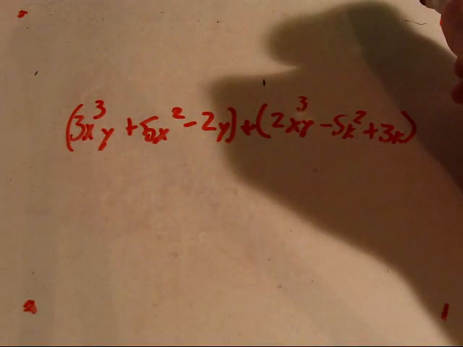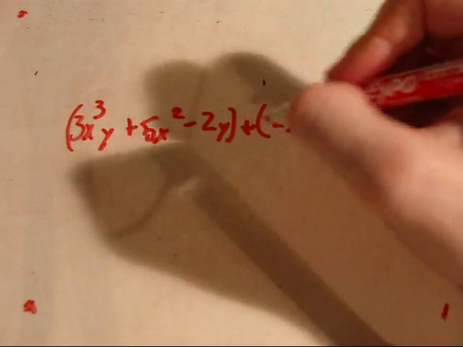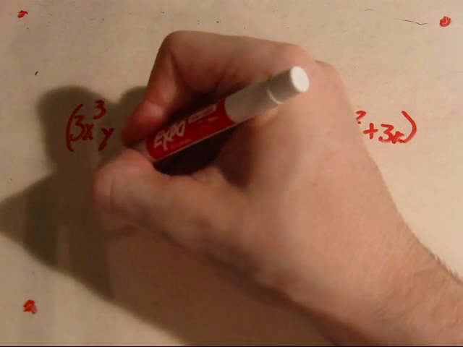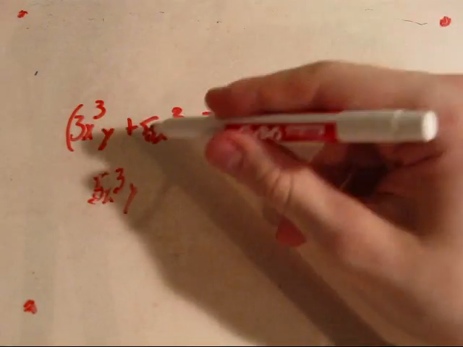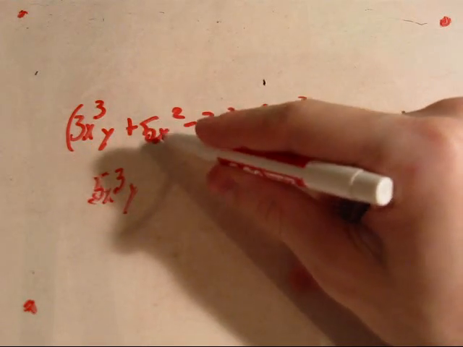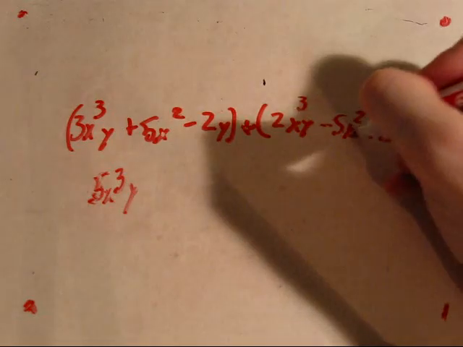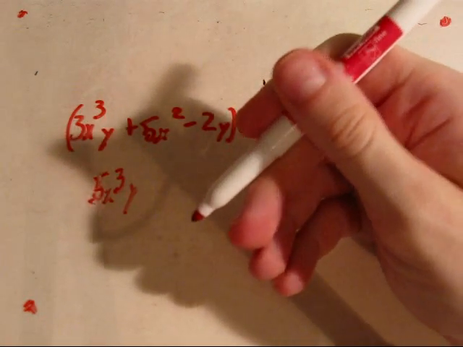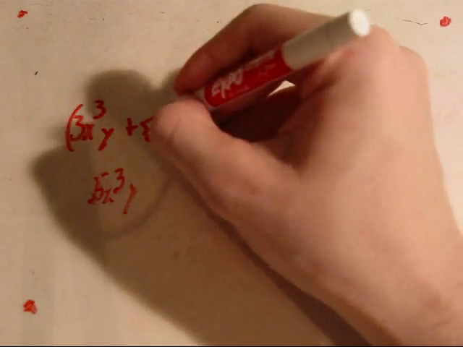All you have to do is add like terms together. 3x cubed y plus 2x cubed y is 5x cubed y. Next, we have positive 5x squared plus a negative 5x squared, which is 0x squared. Let's not put the placeholder this time, but you might want to do that in some of your other problems.